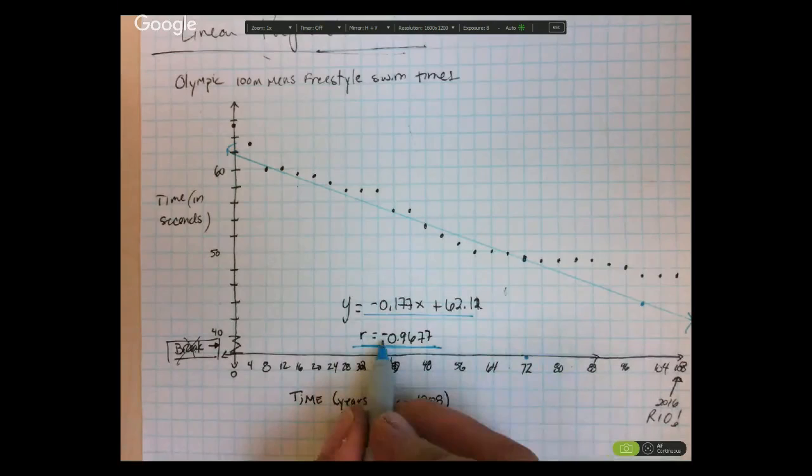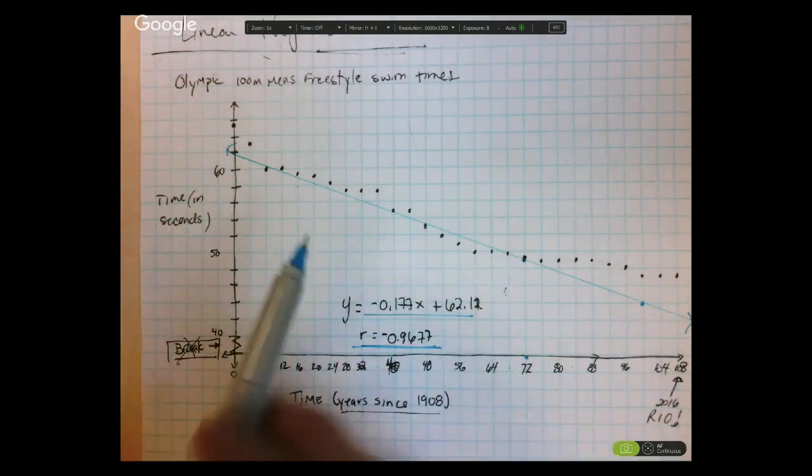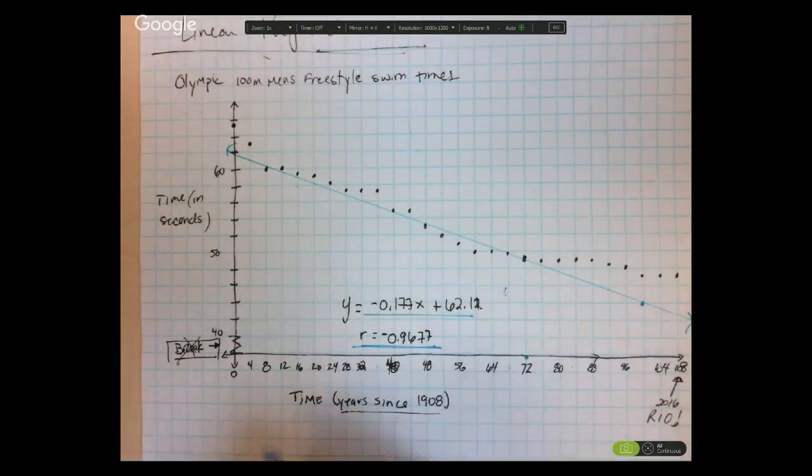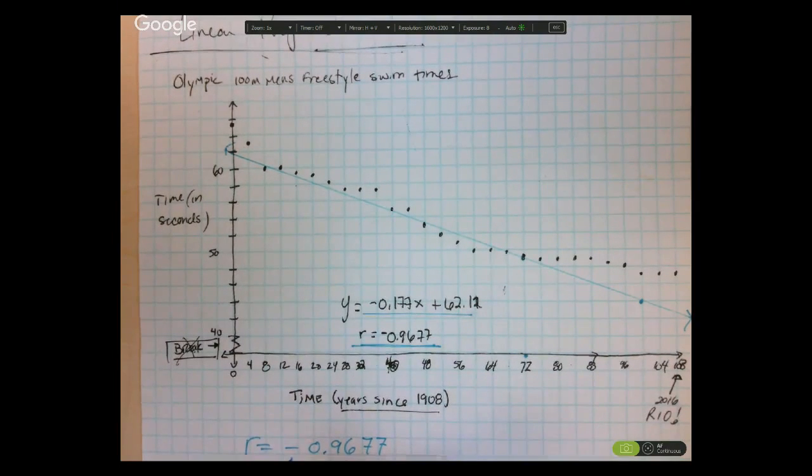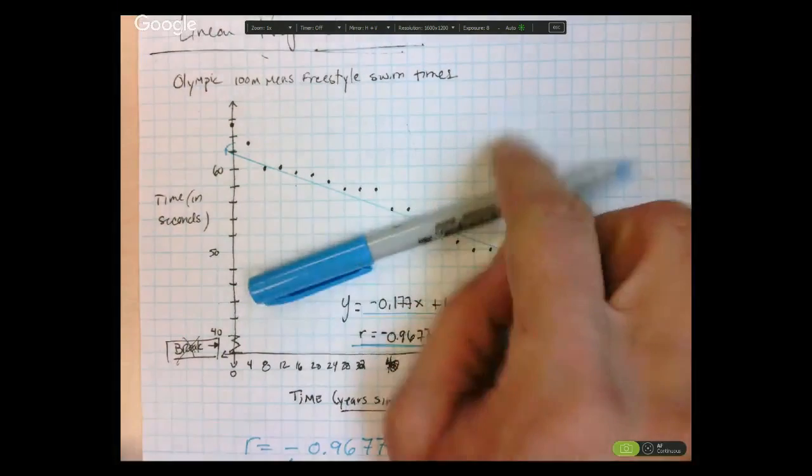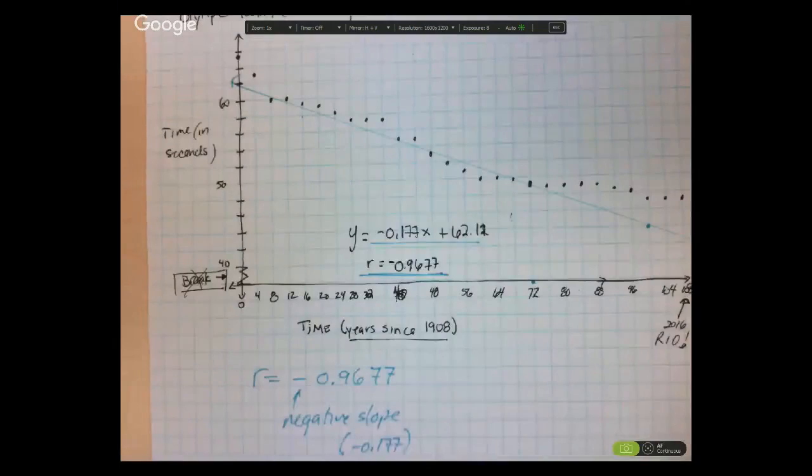Okay, let's talk about the R value here. Hey, notice it is negative, right? That means negative slope. Remember our slope, negative 0.177. If it's positive, positive slope. So down to the right.